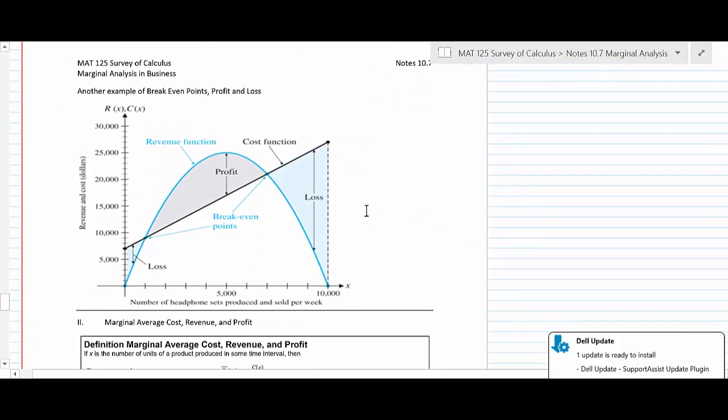Okay, so here's, I just took this out of the book. Now this is more for you just to refer to. Like we talked about, you want to make sure you know what break-even points are on a graph. Where's the loss? Where's the profit? What does everything represent in that?